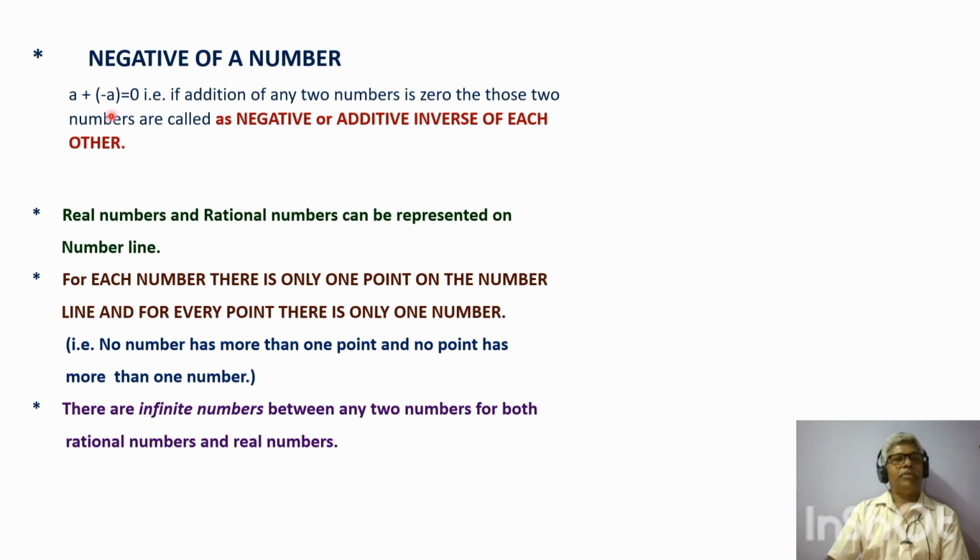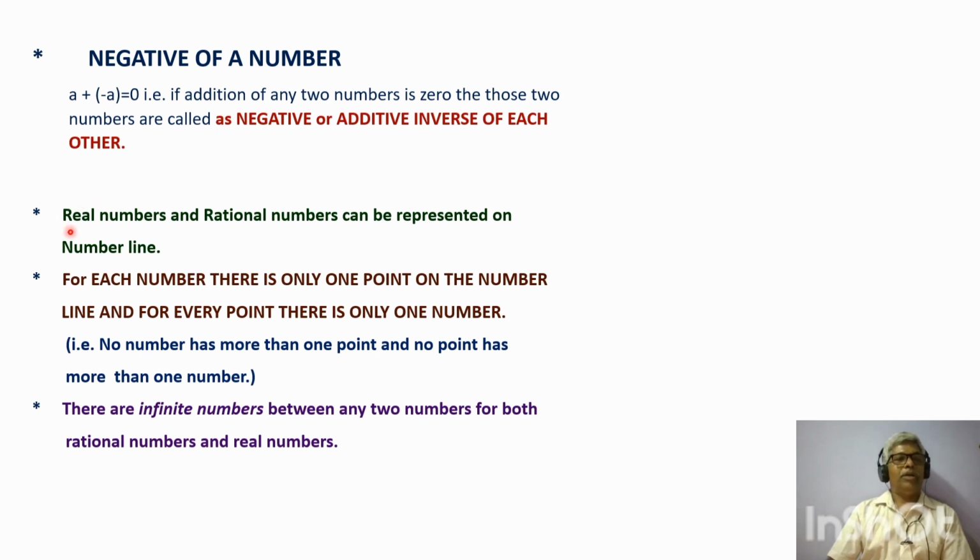Another property, negative of a number. A plus minus A equals 0. That is, if the addition of any two numbers is 0, then those two numbers are called negative or additive inverse of each other. Those numbers are opposite in sign only, and their addition is 0.